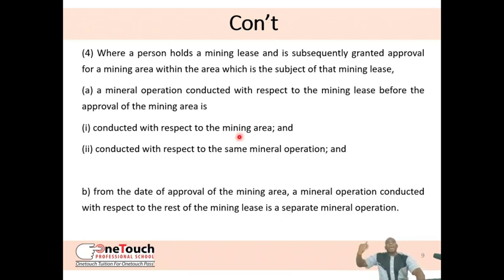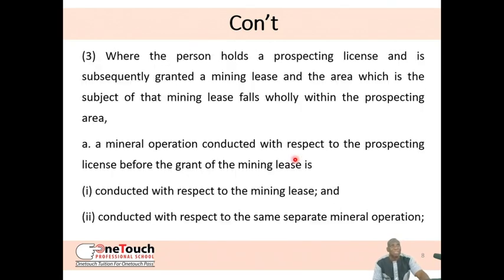So now you have been given a mining lease and you are now being given a license with respect to the mining area. So whatever operation that you are carrying out, therefore, it is being seen to be carried out in respect to the mining area. And whatever operation that the person is conducting is with respect to the same mineral operation, not a different mineral operation, the same mineral operation. Because it's just a movement from what? A prospecting license.